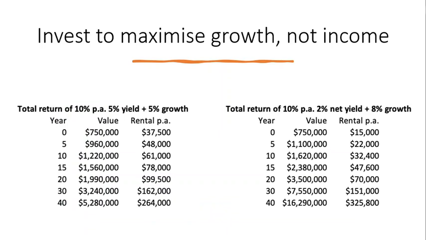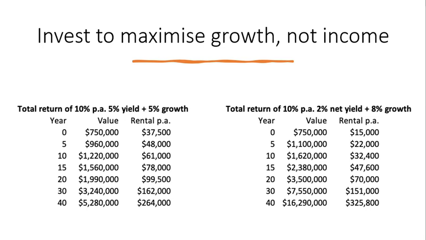The next chart that I'd like to share with you is to demonstrate that it's all about the growth, not the income. Often people think choosing an investment property is really about choosing a property that's going to generate a strong amount of income. Unfortunately, that's just not true. It's all about the capital growth. So on the left-hand side of the chart, I've got a property worth $750,000 that's generating a 5% rental yield and 5% capital growth, so total return of 10%.